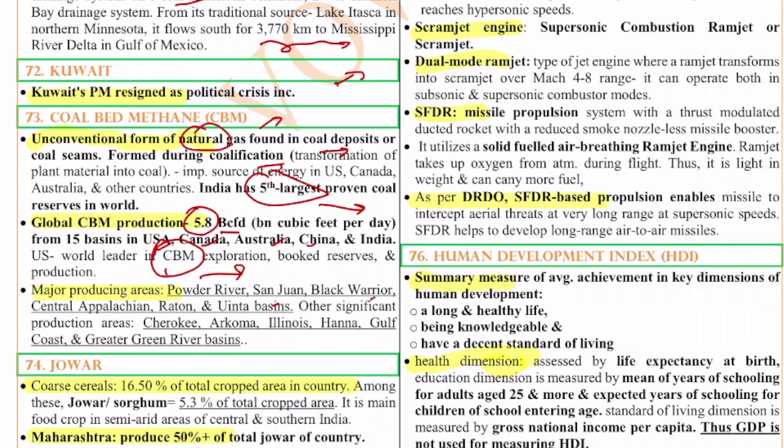etc. So coal bed methane is an unconventional form of natural gas found in the coal deposits or coal seams. That means during the formation of coal, a lot of methane will get deposited in the coal fields, and those coal fields, they are segregated and collected, and that is called as the coal bed methane. Okay.